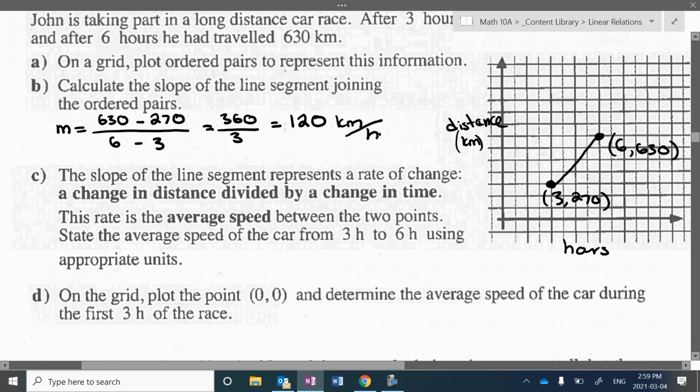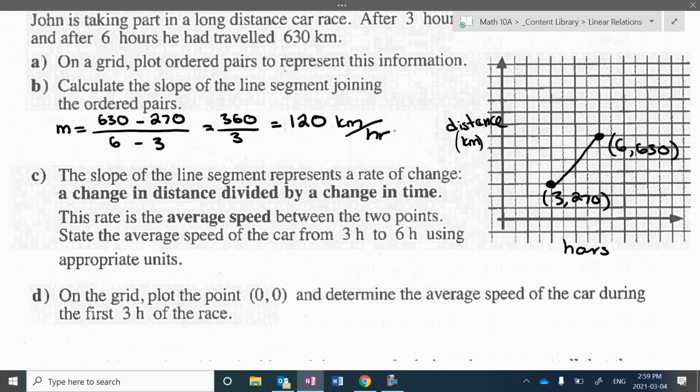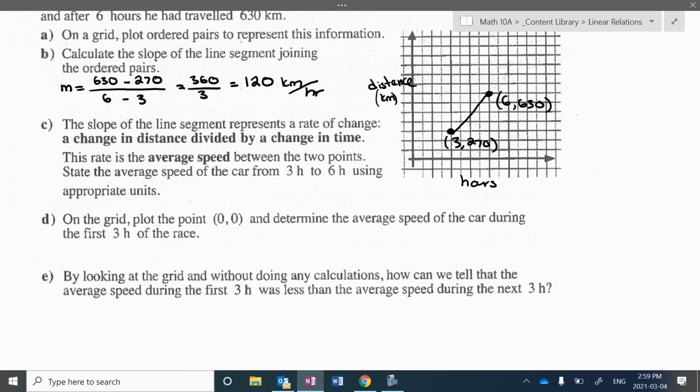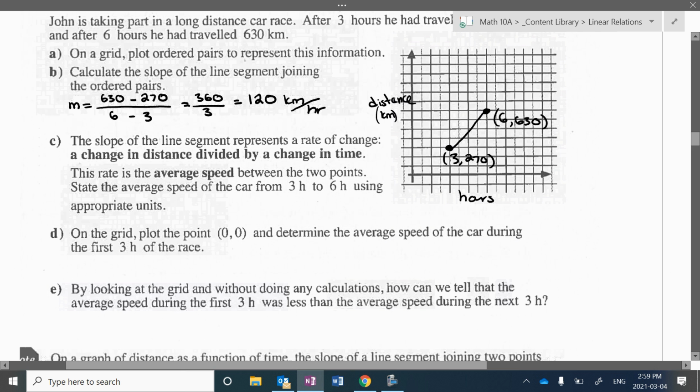Is that fast or slow for a race? I would say that's slow. Like the speed limit on the highway is 110. Most people are going 120 already on highway speeds. So if he's racing, I would have thought they'd be going a heck of a lot faster. I know, maybe they're racing through city streets or something so that it seems faster.